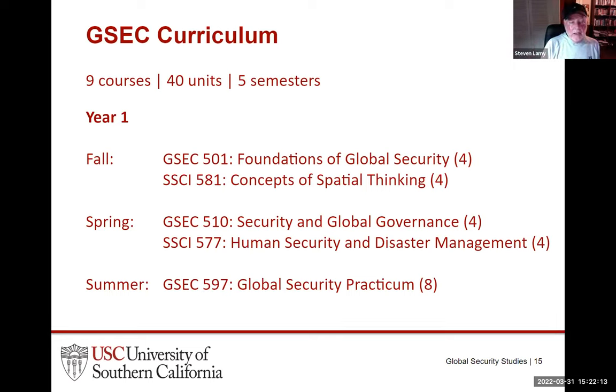Basically, it is a 9-course, 40-unit, 5-semester program. Every program is adaptable, et cetera, but the courses are not going to be changed much. In other words, a cohort will start in the fall. We'll have two courses there.